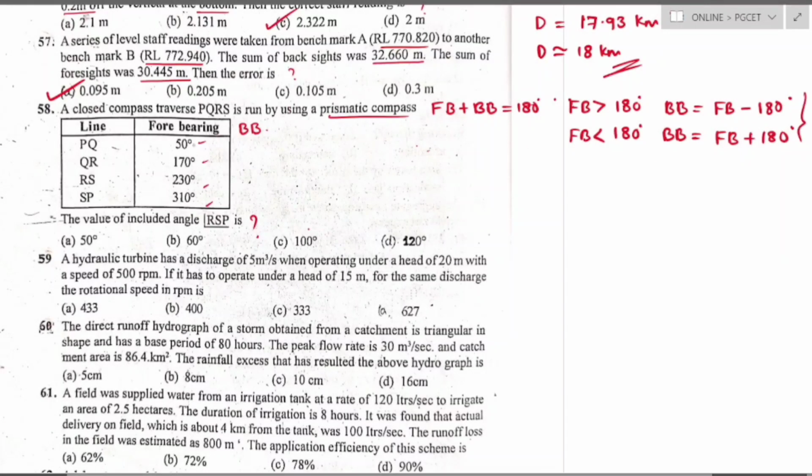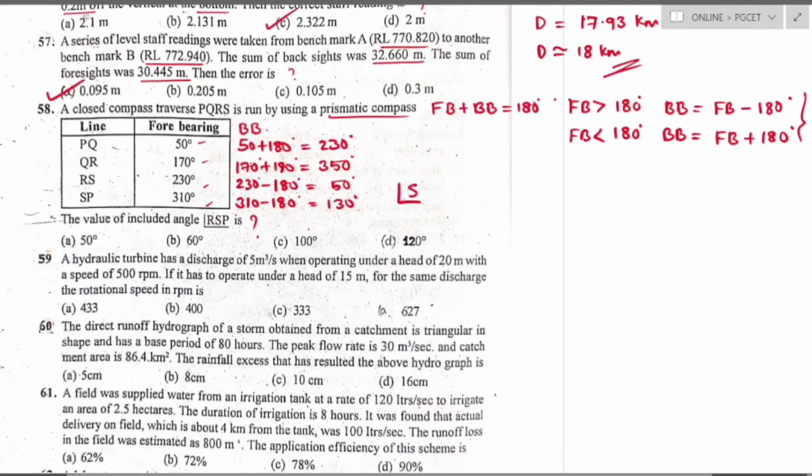So back bearing of PQ is 50 plus 180 is equal to 230 degree. Back bearing of QR is 170 plus 180 is equal to 350. Back bearing of RS is equal to 230 minus 180, 50 degree. Back bearing of SP is 310 minus 180 degree, that is 130 degree.